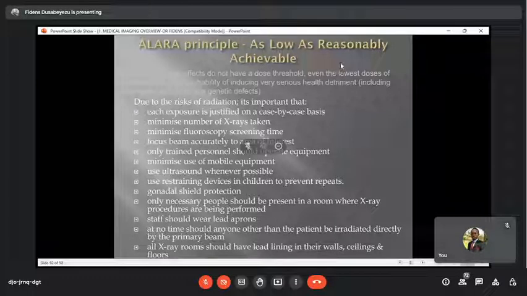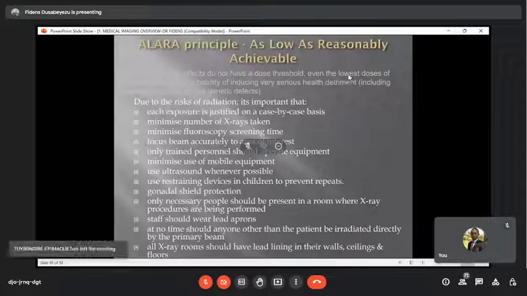Okay. Number five or six, only trained personnel should operate equipment. There's even a policy: trained personnel are the only ones that can operate the machine.